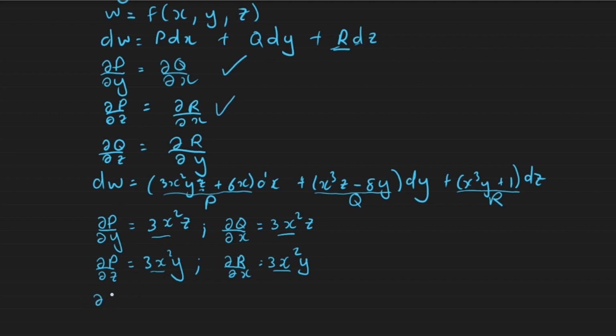Then the third one, we need the derivative of q with respect to z. So z is just to the power 1. So what we're left with is x³, and 8y is treated as a constant, so it disappears. Then we also need the derivative of r with respect to y. So this will just give us x³ again. So we see that it's equal as well. So our third constraint is satisfied. So what this means is that dw is an exact differential.